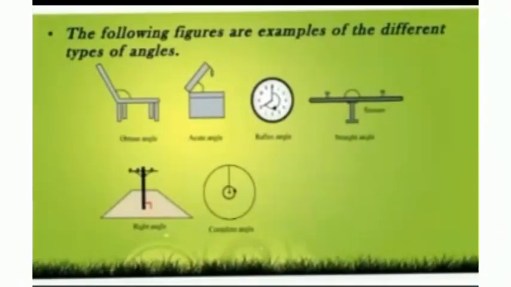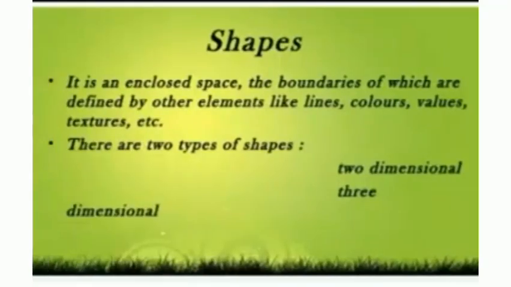The following figures are examples of the different types of angles. So first showing obtuse angle, second acute angle, third reflex angle, fourth straight angle, fifth right angle, and last complete angle. Next topic we have shapes.